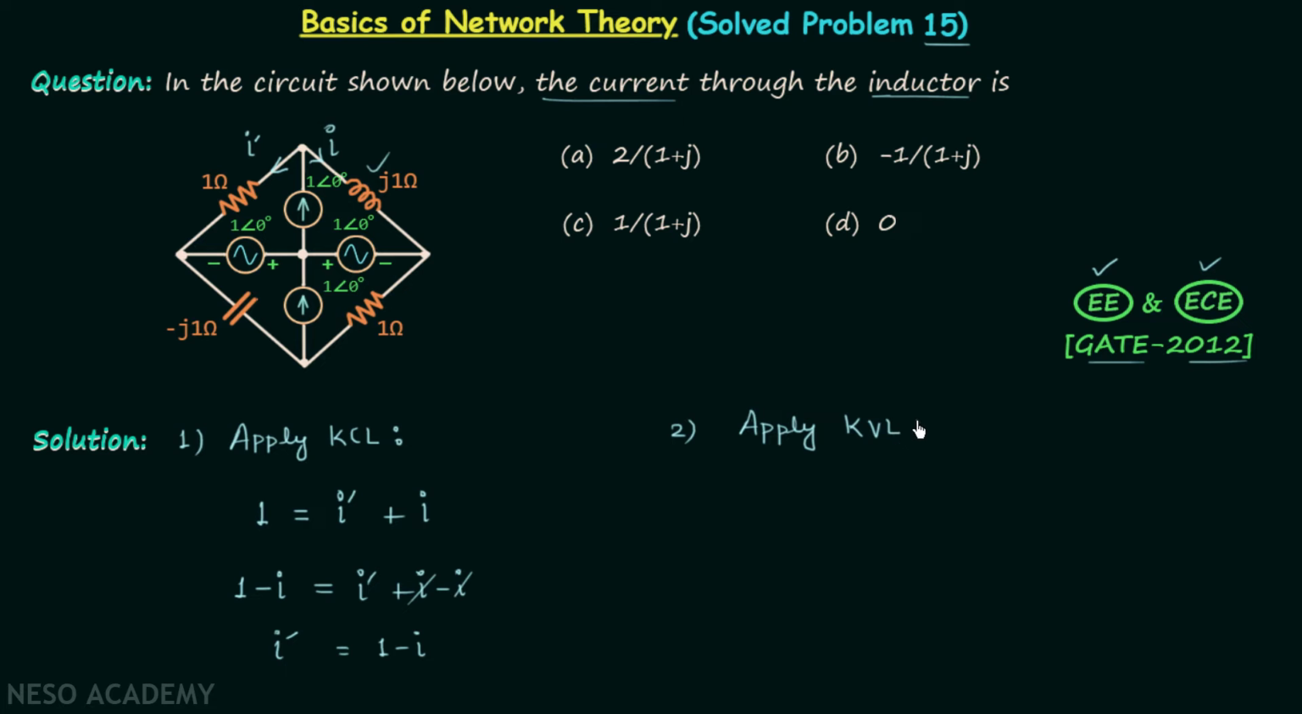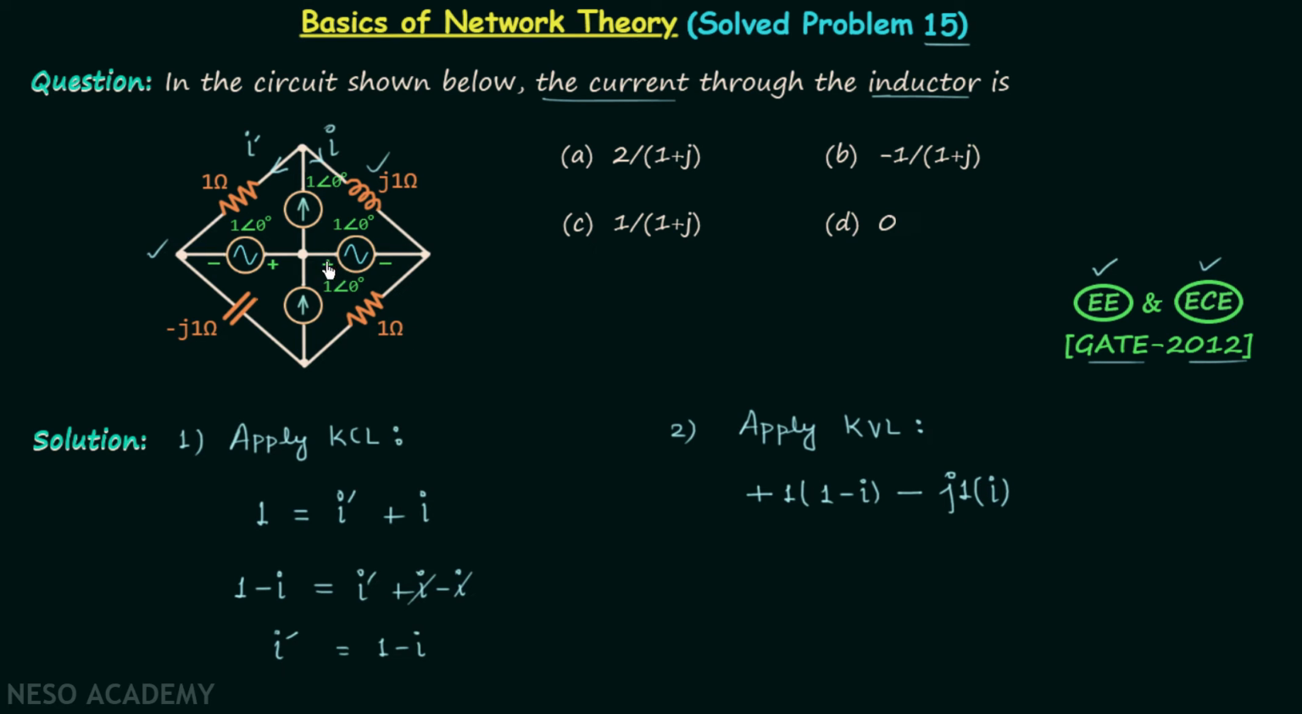We will apply KVL in this loop. Starting from this point, we will have plus 1 multiplied by I prime. We are moving in the opposite direction of the current, therefore we will have plus 1 multiplied by I prime, and I prime we have calculated, it is equal to 1 minus I. Then we have minus J1 multiplied by I minus J1 multiplied by I.